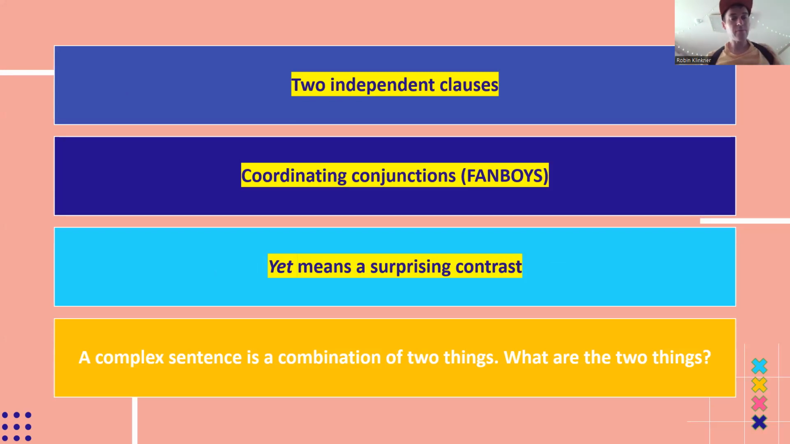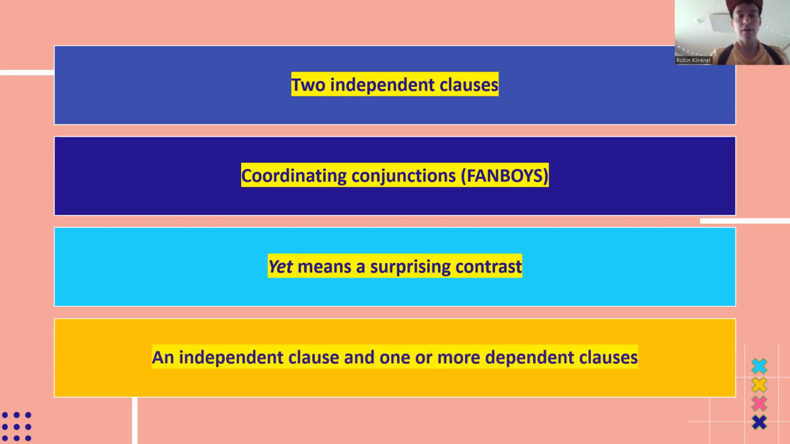Last question. A complex sentence is a combination of 2 things. What are the 2 things? An independent clause and one or more dependent clauses.